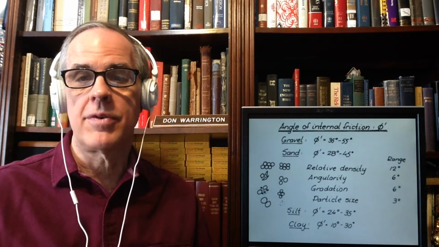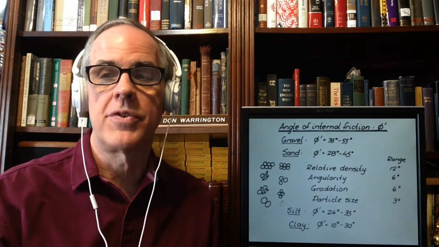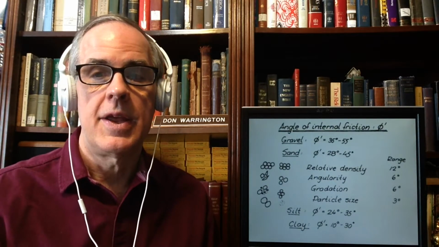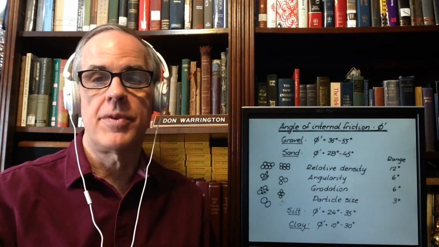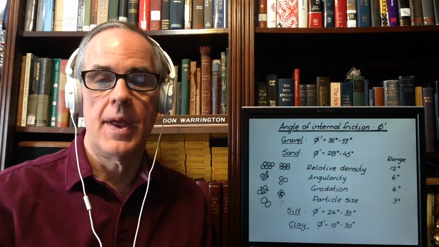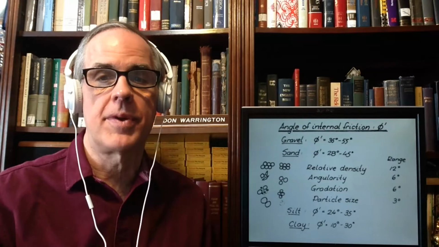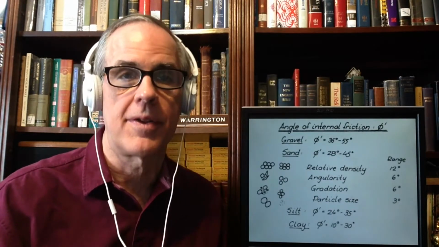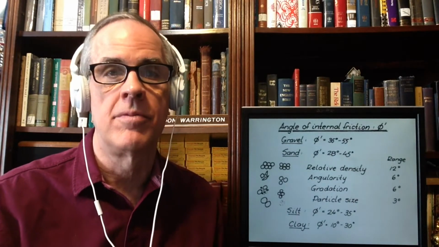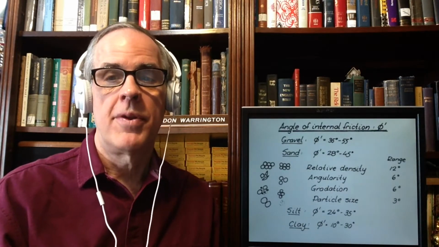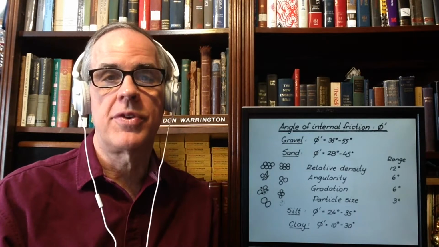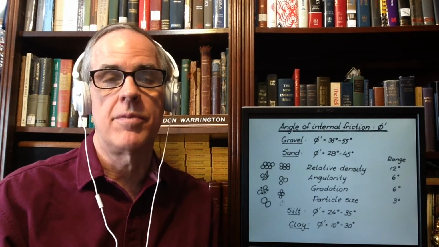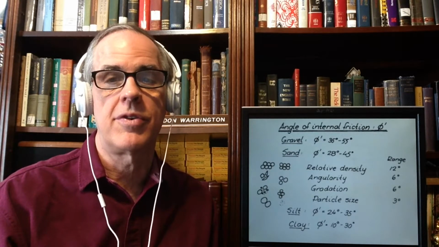Let's talk about different particles. One of them is the angle of internal friction. It varies by particle size. Generally speaking, smaller particles have lower angles of internal friction. But there are other things. Relative density, of course, is part of that. The closer packed together they are, the more they change the internal friction.